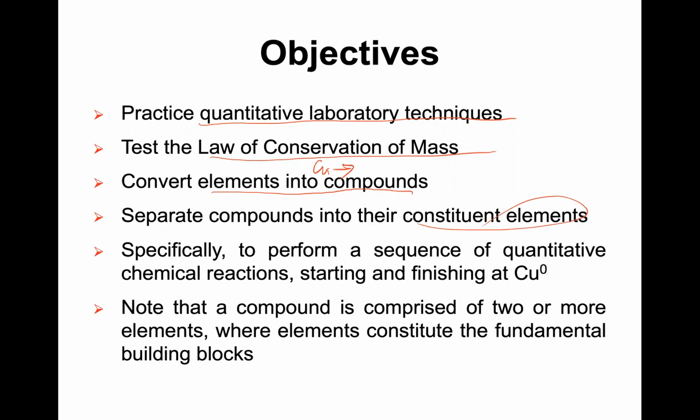So we will perform a sequence of quantitative chemical reactions. A quantitative chemical reaction is one where we make sure every step's conversion is 100% complete. We call that quantitatively. In this case, every step's yield is close to 100%.